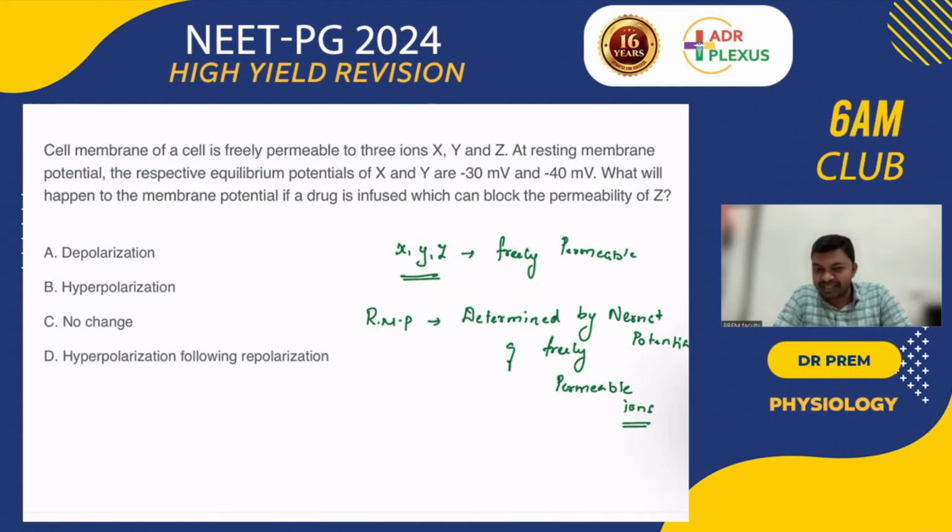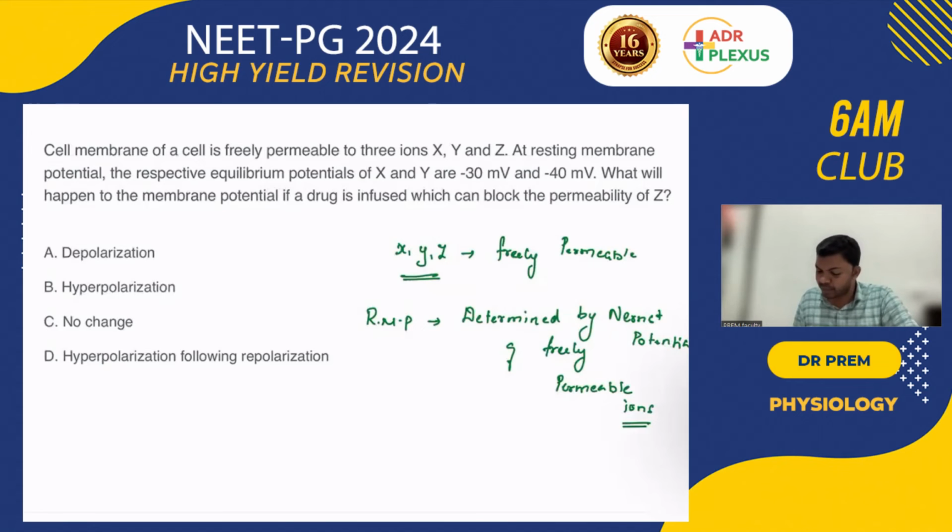Dr. Akshara, your answer is right, but yeah, Vanitha, your answer is right, but the explanation is a little bit wrong. Anyway, let's learn this properly. So RMP is determined by Nernst potential of freely permeable ions.